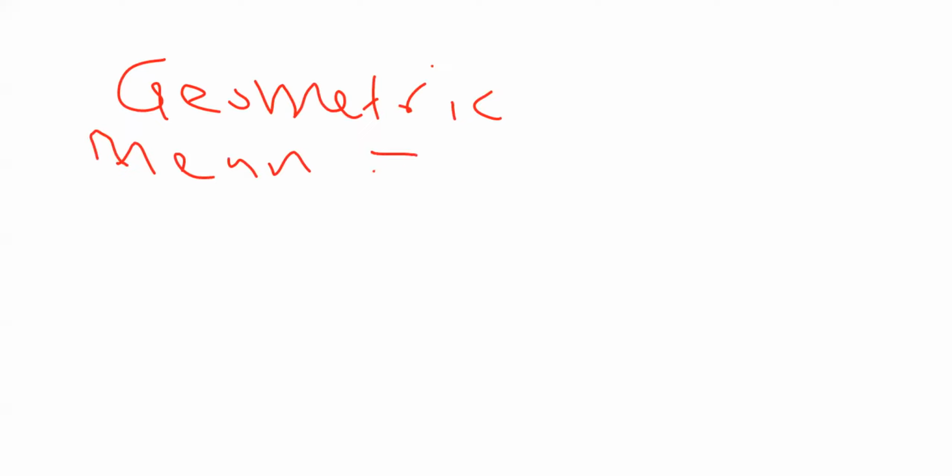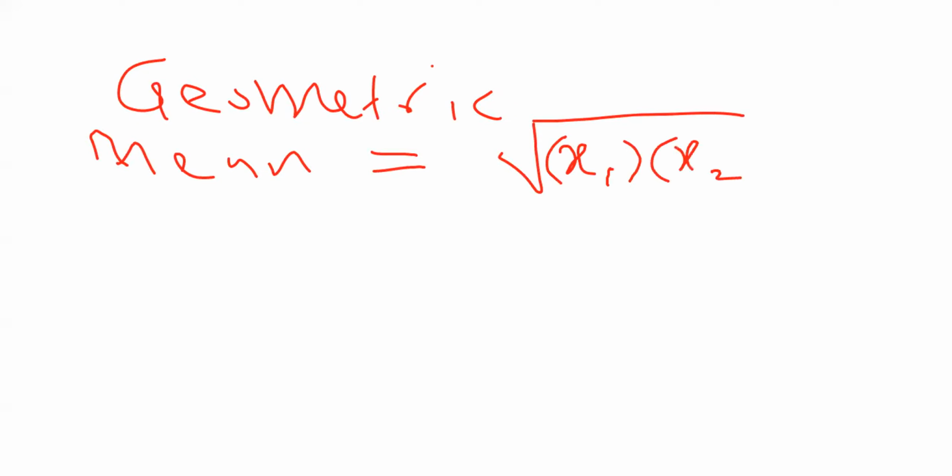Geometric mean is equal to the product of the variables, let's say x1 times x2 times, and so on to xn, all raised to the nth root. What that means is that if three variables are given, we're given 2, 4, 8, we'll multiply these three numbers together. And because they are 3, it becomes the cube root.